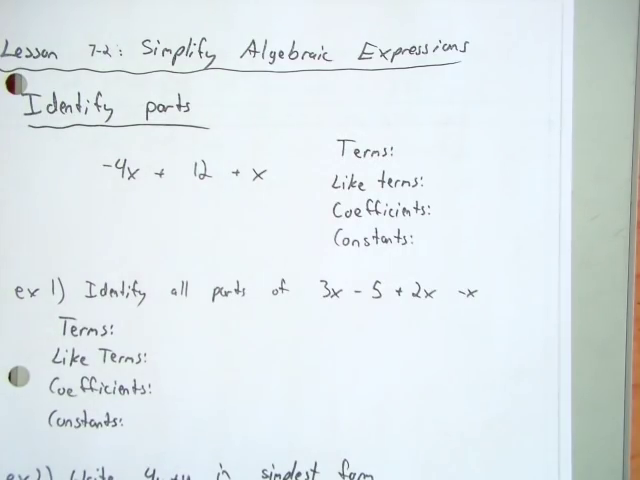All right, today we're going to be talking about Chapter 7, Lesson 2. This is Simplifying Algebraic Expressions. So the first thing that we're going to be looking at is how to identify different parts.